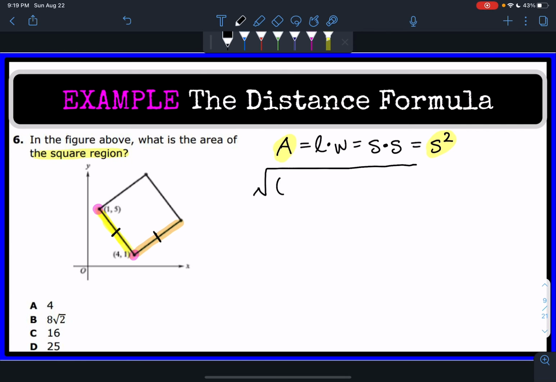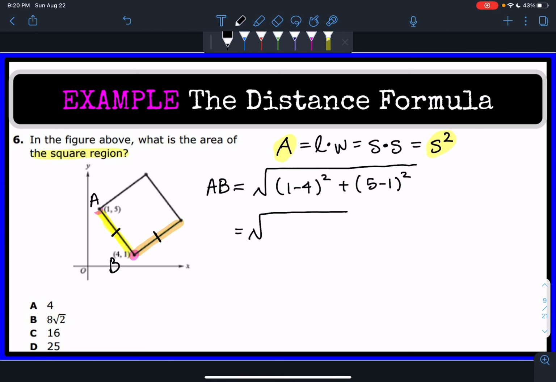So we're going to subtract the x's, so that's 1 minus 4. That gets raised to the second power. We're going to subtract the y's, 5 minus 1, and raise that to the second power. And that's going to give us the distance between those 2 points. Let's call the points again A and B. We'll call this point A, we'll call this point B. So we're finding the length of segment AB.